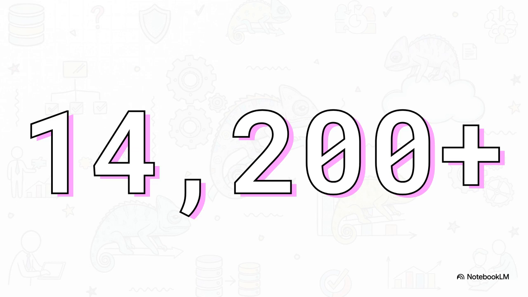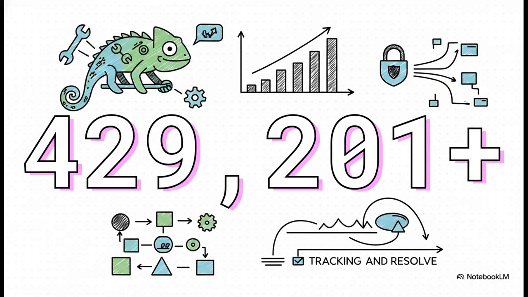14,200. That is the staggering number of hours saved across 6,500 crews just by ditching the operational drag of legacy software and switching over to the frictionless workflows we've been talking about. Next step, over 429,000. This represents the massive volume of adaptive jobs that have been successfully dispatched, tracked, and resolved securely through the Chameleon system.